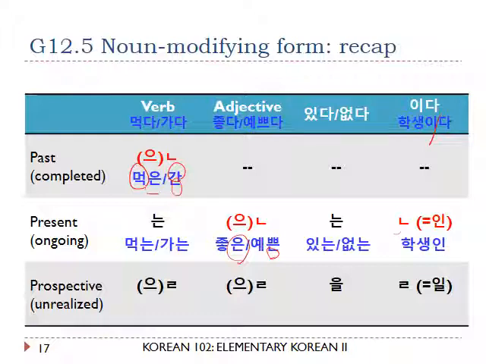For the future, with the verb, 먹을, 갈, right? So after the consonant, attach 을, after the vowel, 리을. For the adjective, 좋을, 예쁠, okay? 있다, 없다, existential verb, 있을, 없을, and finally copular, 학생일, 그렇죠? Attach 리을.